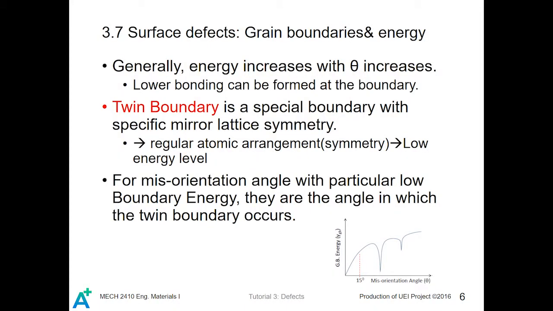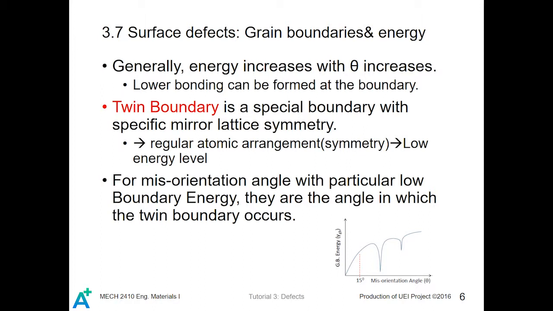As I mentioned, grain boundaries can also be considered as free surfaces, because the atoms at the grain boundaries are not bonded to the maximum number of atoms they can be bonded to. And generally, between two grain boundaries, with angle theta, the surface energy will increase with an increased angle, because fewer bonds can be formed at the boundary with an increase of angle.